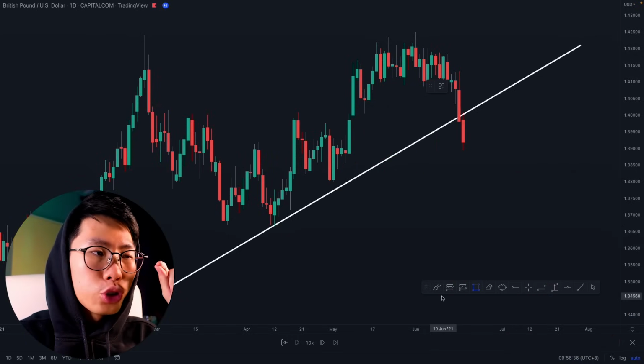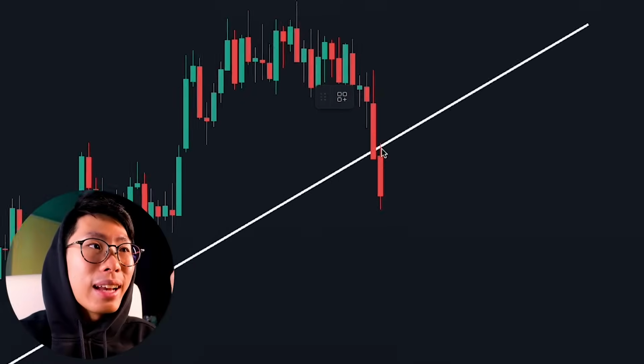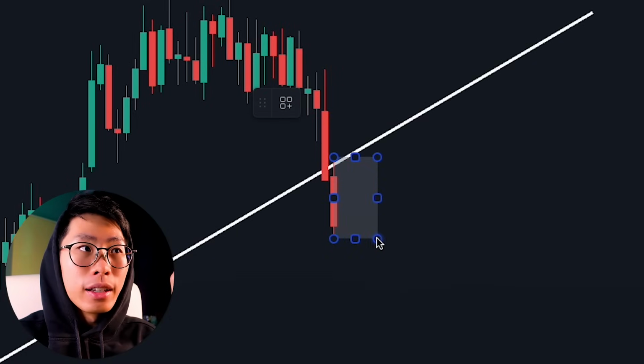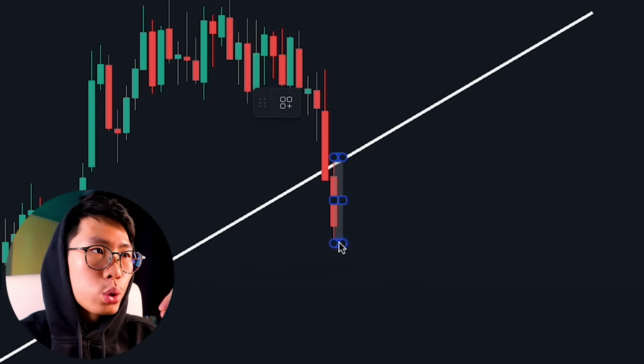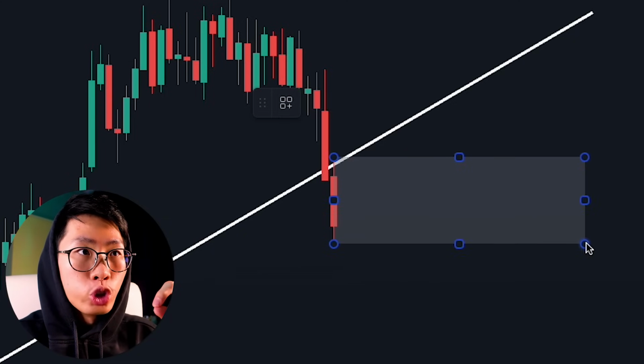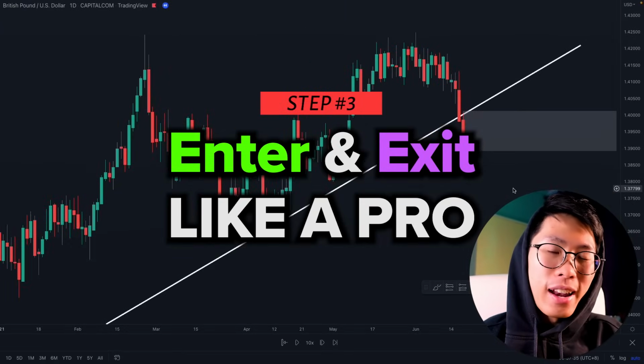Instead of entering for the trade right here, I want you to take out your rectangle tool and highlight this candle right here, the candle that broke out of the trend line, which is this one right here. And what I want you to do is to just draw a box and just drag it to the right side like this. Just drag it. So the third step is to enter and exit like a pro.